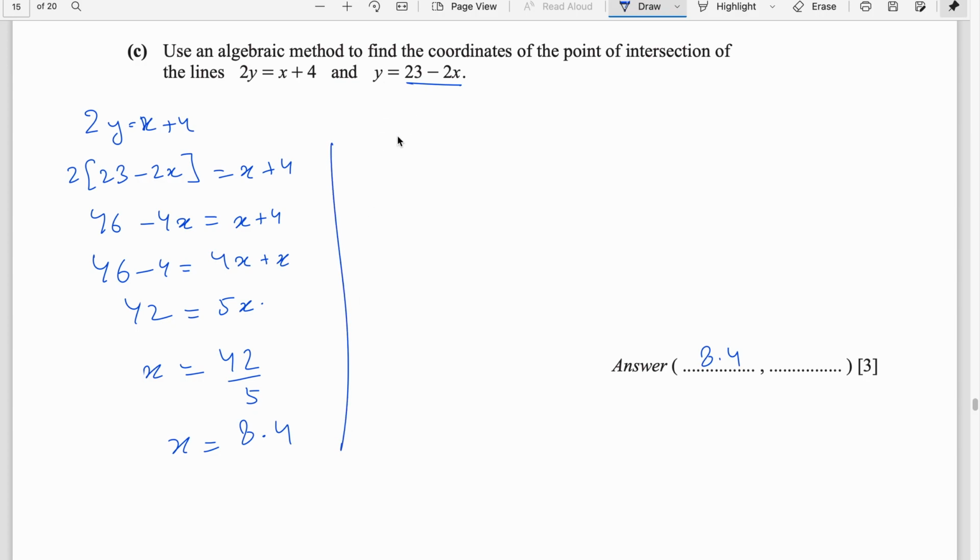And y equals 23 minus 2x. 23 minus 2 into 8.4. 23 minus 16.8 is 6.2.